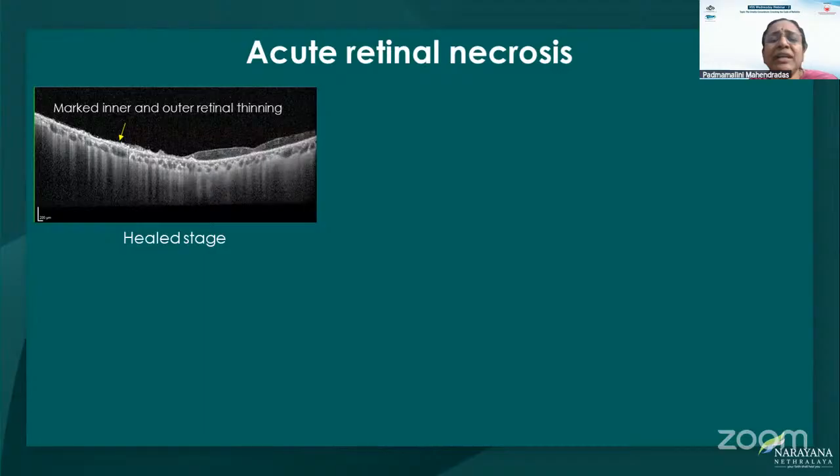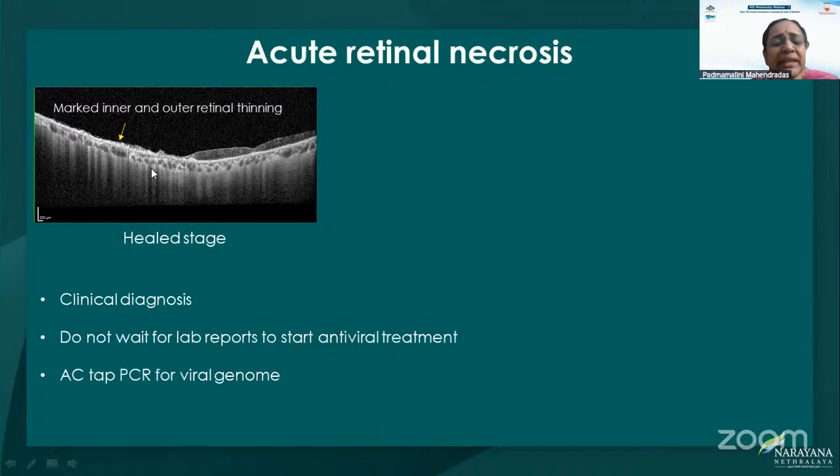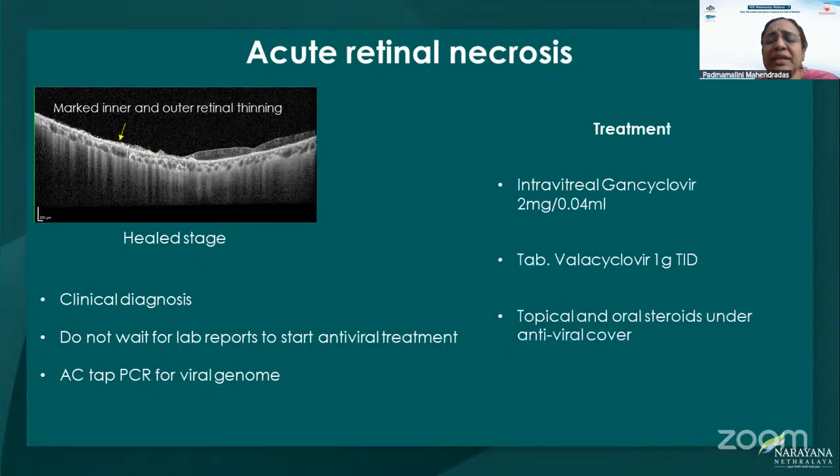Following antiviral and systemic steroids, we could see the resolved retinitis in the healed stage, where you can see the marked inner and outer retinal thinning. So here again, we make the diagnosis based on the clinical presentation. We do not wait for the lab reports. Start the patient on empirical antiviral therapy at the earliest, followed by systemic steroids to control the inflammation.